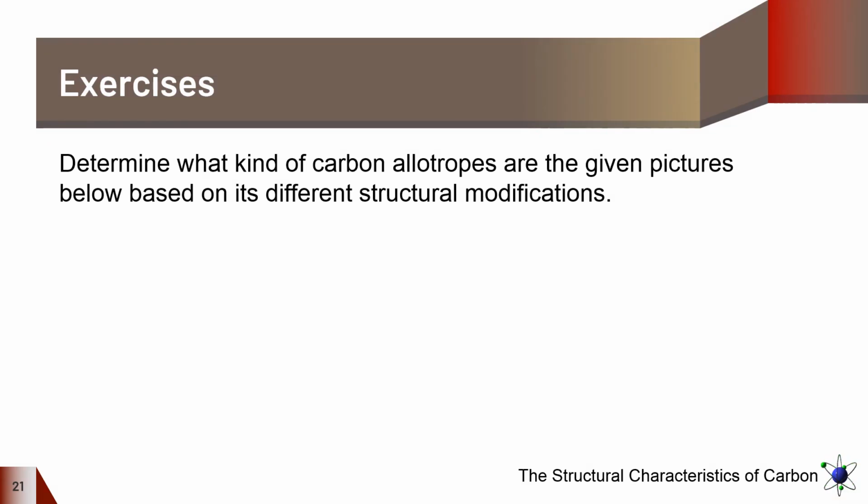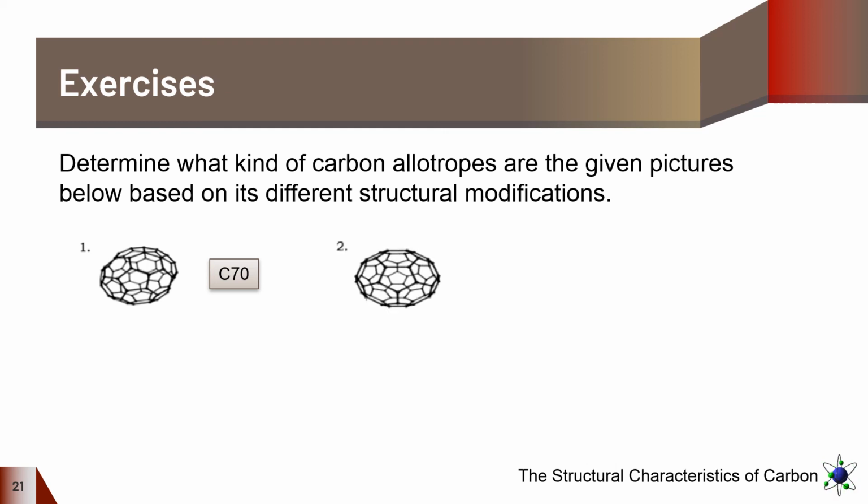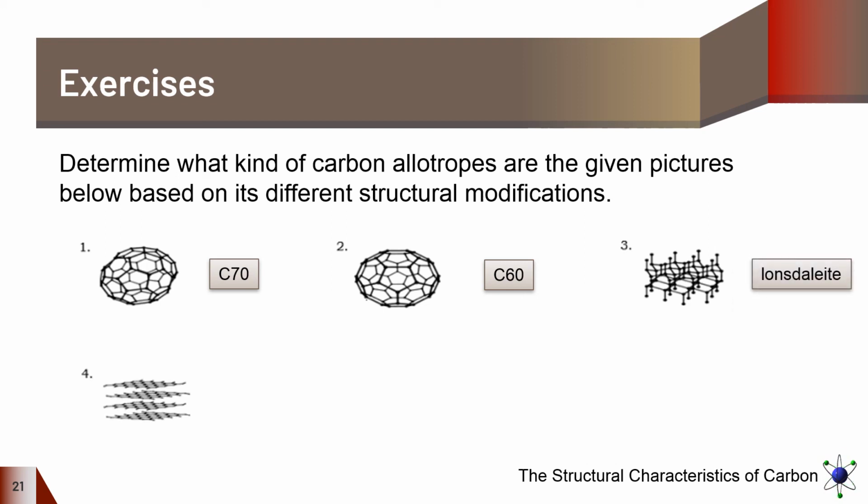Now, let us check if you have learned something from our lesson for today. For this particular exercise, determine what kind of carbon allotropes are the given pictures below based on its different structural modification. Let us have number 1. What allotrope is this? This is carbon 70. How about number 2? It is carbon 60. Then number 3. This one is Lonsdaleite.